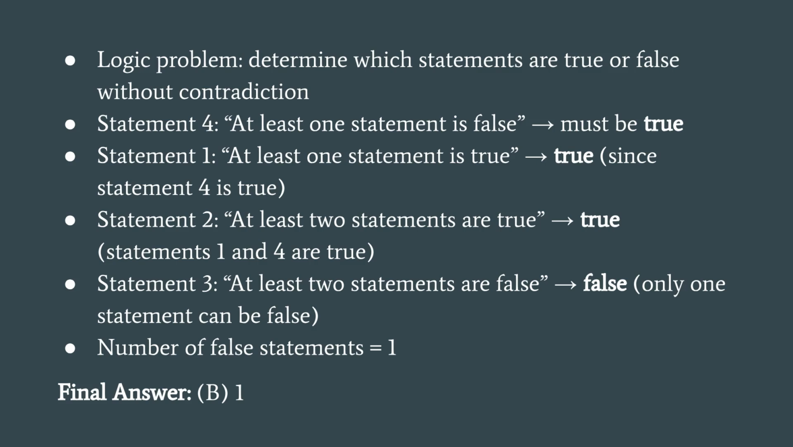Now, because at least 2 statements are true, the second statement, at least 2 of these statements are true, must also be true. That leaves only the third statement, at least 2 of these statements are false. Since we already know 3 statements are true, there can be at most one false statement, so the third statement is false. So the total number of false statements is 1. So the final answer is choice B, 1.